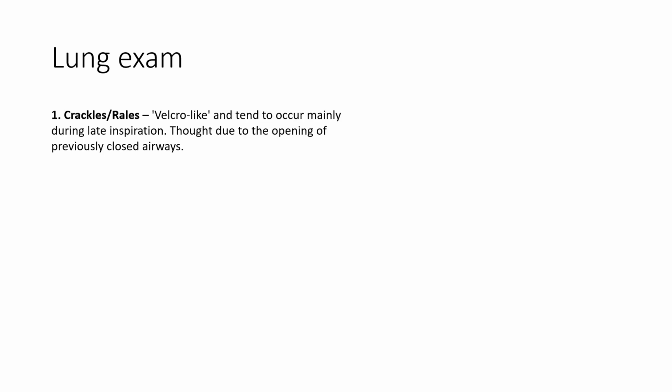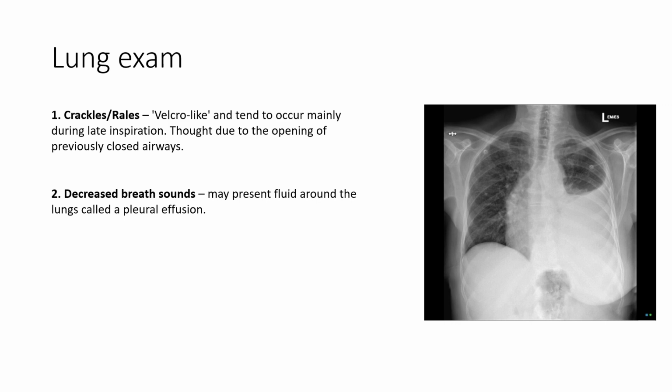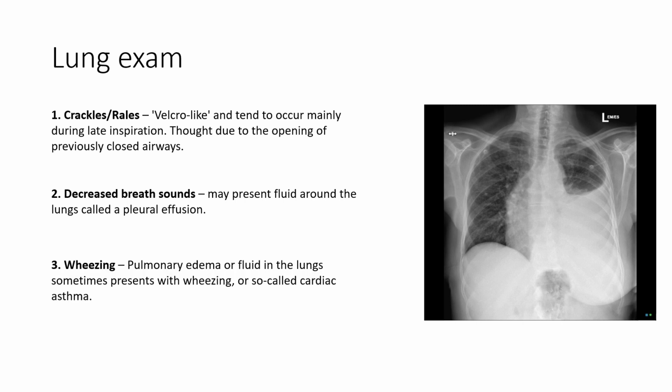The lung exam may also offer clues to the patient's volume status, particularly in the setting of volume overload. If a patient has crackles or so-called rales on exam, these are Velcro-like sounds that tend to occur mainly when the patient takes in a deep breath, and it's thought to be the opening of previously closed airways. The patient might also have diminished breath sounds, which could represent fluid around the lungs called a pleural effusion, as seen in this chest x-ray. Patients may also have wheezing, so pulmonary edema or fluid in the lungs sometimes presents with wheezing or so-called cardiac asthma. So not all wheezing is asthma or COPD.